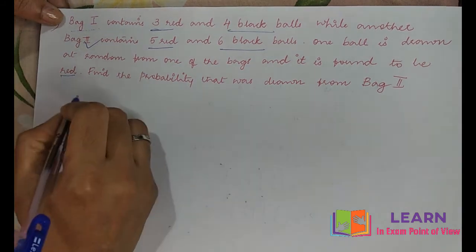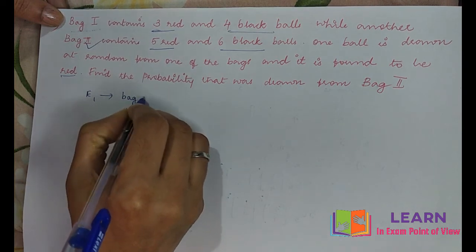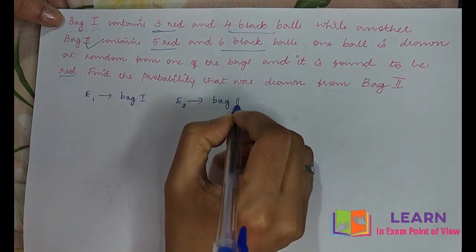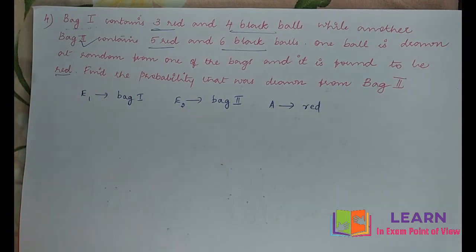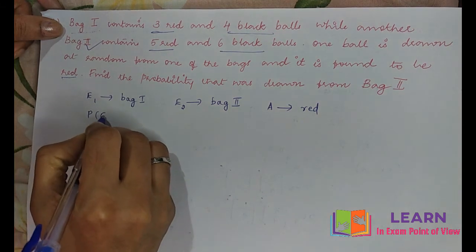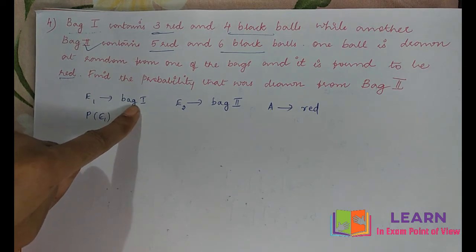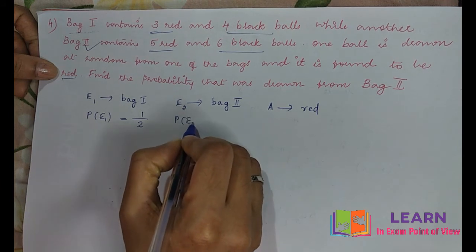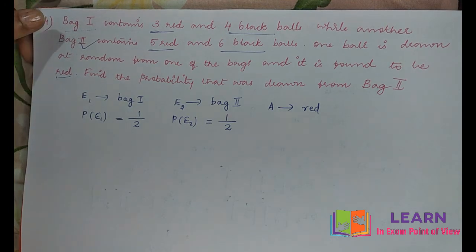So consider, let E1 be the event of choosing bag 1 and E2 be the event of choosing the bag 2. And you can name A as an event of getting a red ball. Okay, then probability of E1 is what? There are totally 2 bags out of taking one bag, first bag, that is 1 by 2. Similarly, probability of E2 is also same, right? Out of 2 bags, second bag probability 1 by 2.